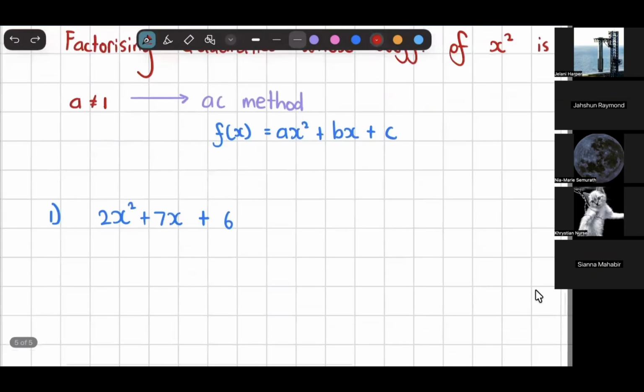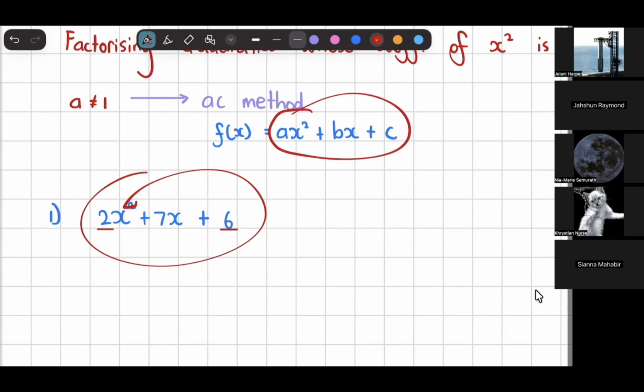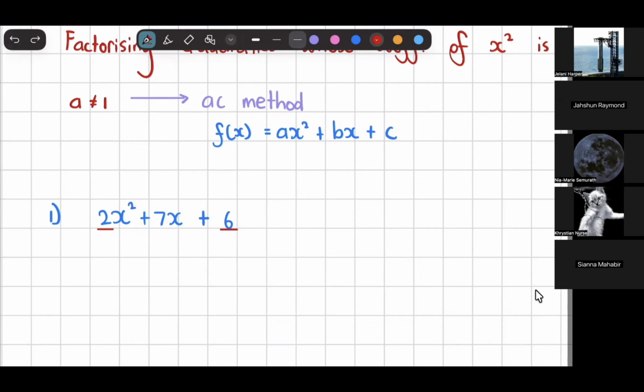Let me show you how the AC method works. We're going to look at the a term, and then we're going to look at the c term. My c term is 6. If you're confused, we're just comparing this to this. Could somebody tell me what b would be? 7. Okay, great. Let's multiply a by c. If I multiply a by c, what am I going to get? 12. Y'all are getting 12, right? Cool.